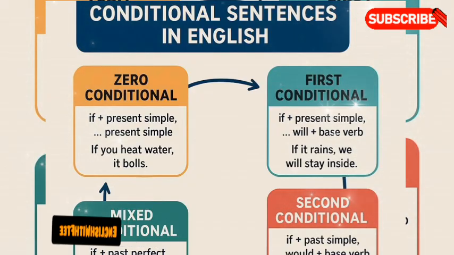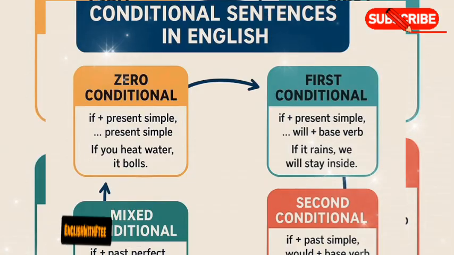Let's explore them together. The zero conditional sentence. The zero conditional sentence is a type of conditional sentence that uses the present simple tense in both the condition and the result. It's called zero because it doesn't use any special conditional verb forms.